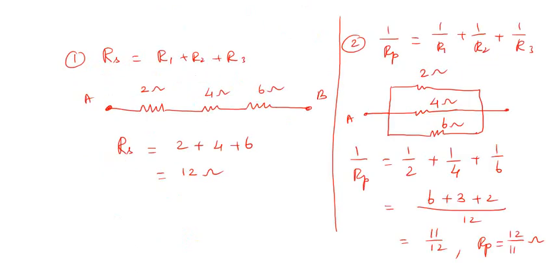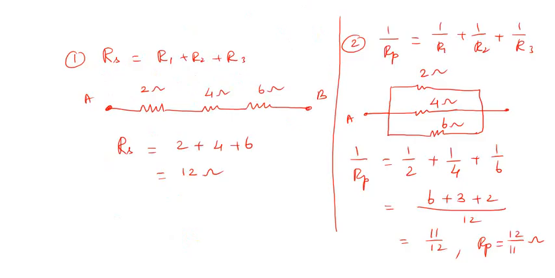Now let us discuss some examples. The first one is, imagine there are three resistors, 2 ohm, 4 ohm, 6 ohm connected in series like this. Then effective resistance in series is Rs is equal to R1 plus R2 plus R3. Therefore, it is 2 plus 4 plus 6, which is 12 ohm. When resistors are connected in series, we just have to add.